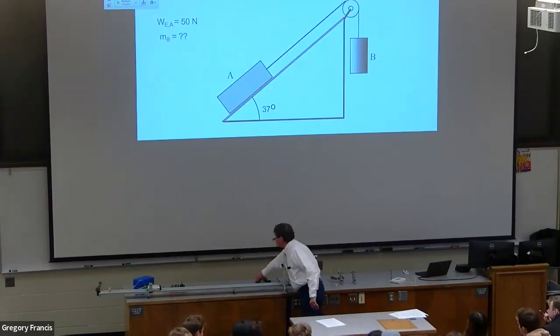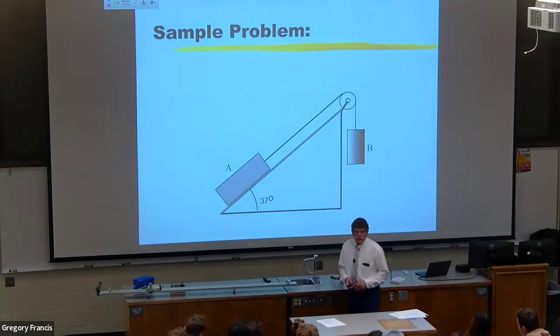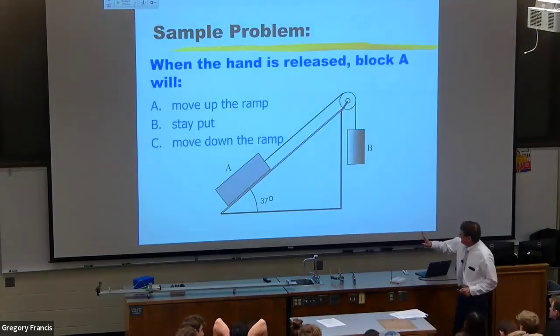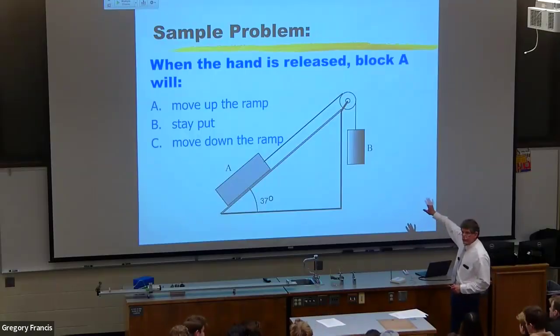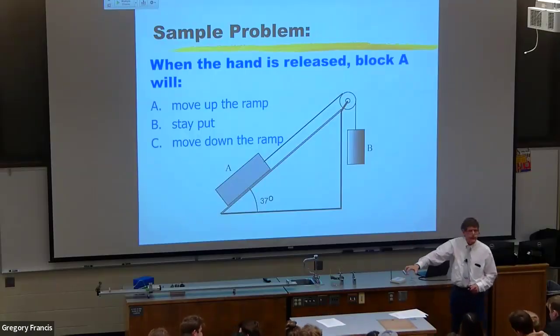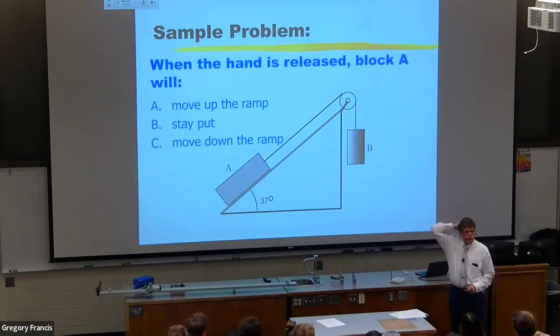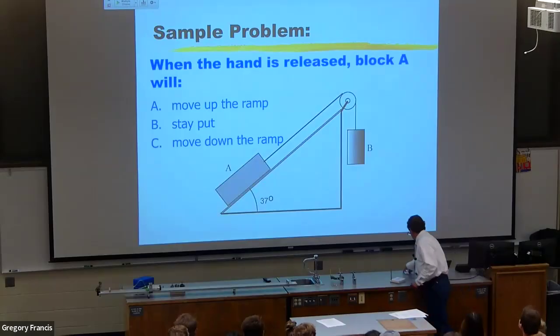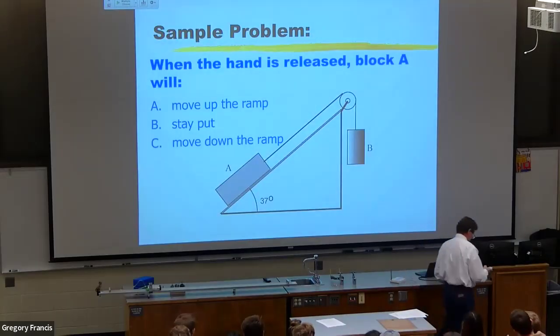Okay, another clicker question. Suppose while A is going up the ramp, a hand comes and stops it. And then the hand lets go. After the hand lets go, will the block A move up the ramp, stay put, or move down the ramp? With your clicker, please.